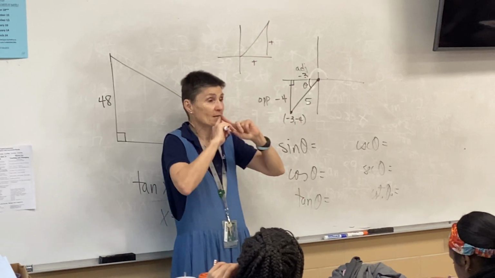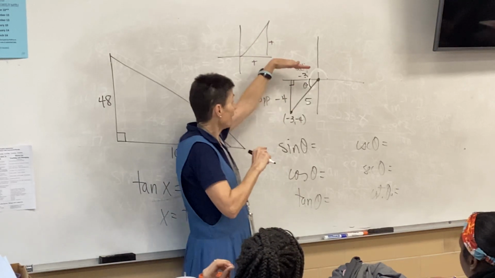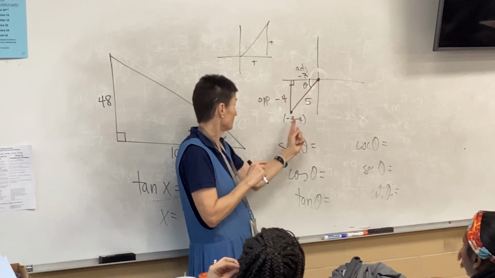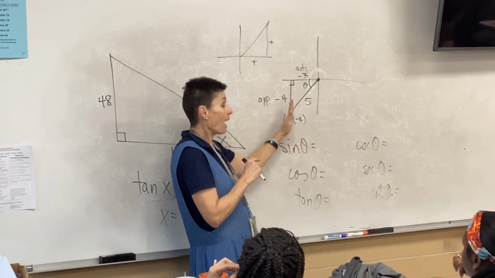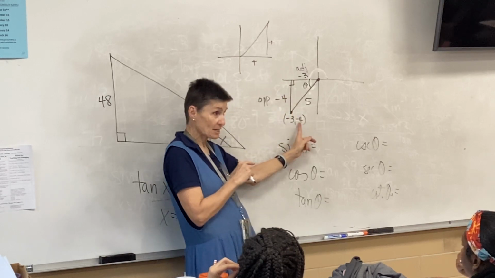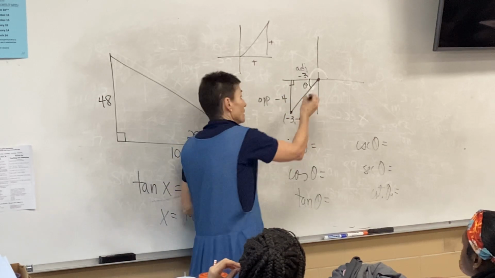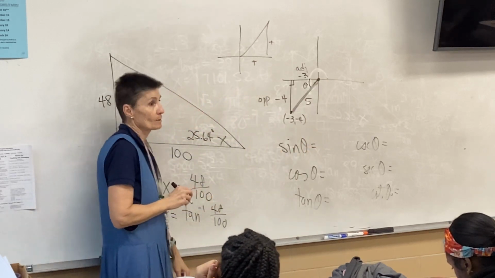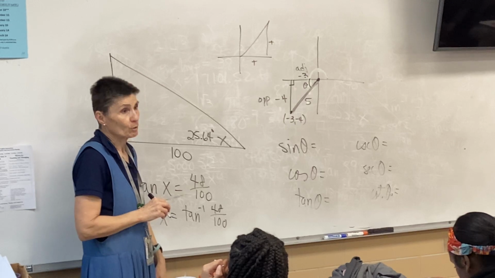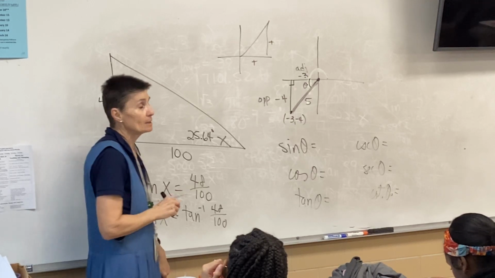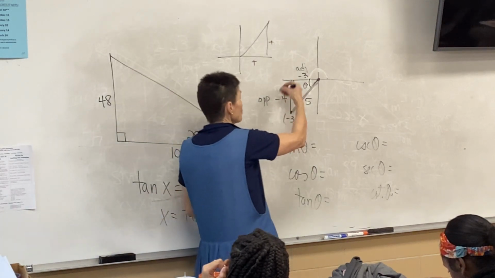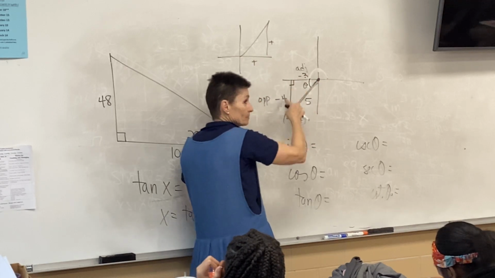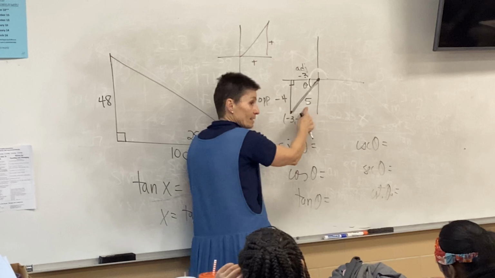Important piece of information. Adjacent can be negative, because that's basically your x number. Opposite can be negative, because that's your y number. Hypotenuse will never be negative. That number will always be positive. So depending where you're sitting, these can be negative, but that cannot ever.